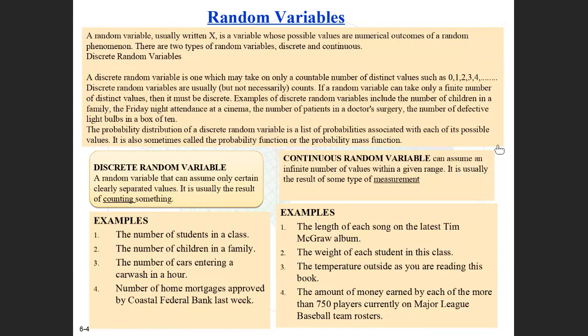A probability distribution of a discrete random variable is a list of probabilities associated with each of its possible values. It's also sometimes called the probability function or the probability mass function. I do not know the origin of that term. So a discrete random variable is a random variable that can assume only certain clearly separated values. It is usually the result of counting something.